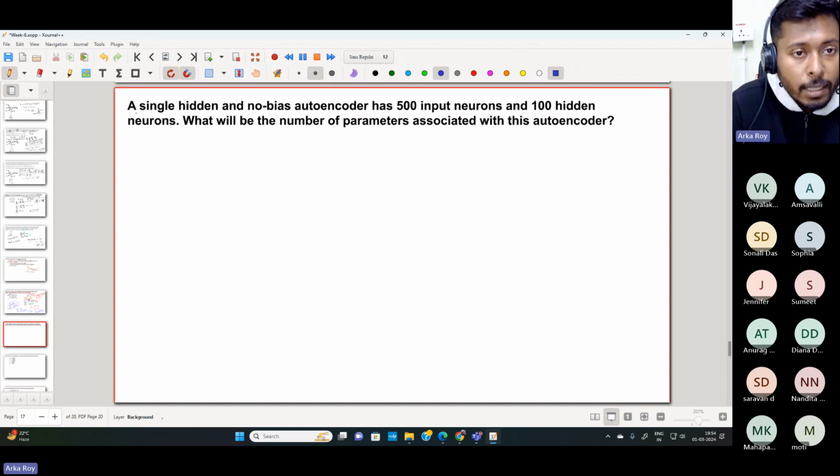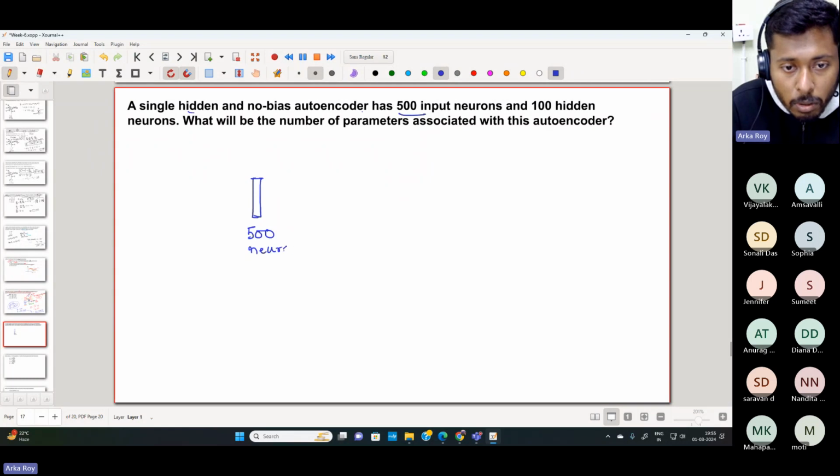Okay, so the next question states that a single hidden layer, no bias autoencoder has 500 inputs. Whenever these kinds of questions come up, first try to draw or visualize the neural network architecture. So you have 500 neurons in the first layer, then you have 100 hidden neurons, and this is the autoencoder. You have a single hidden layer. The hidden layer has 100 neurons. So over here you have 100 neurons. This will form the encoder part.